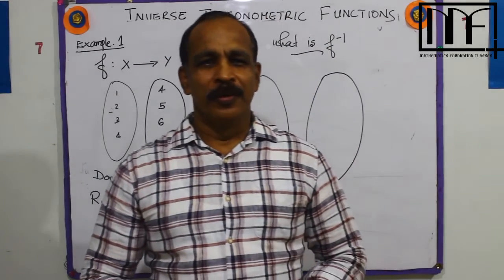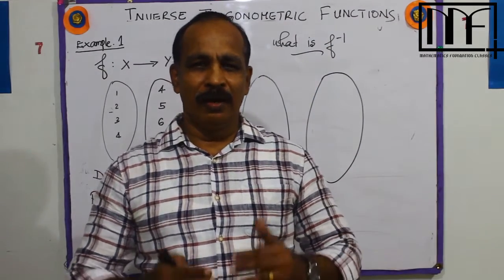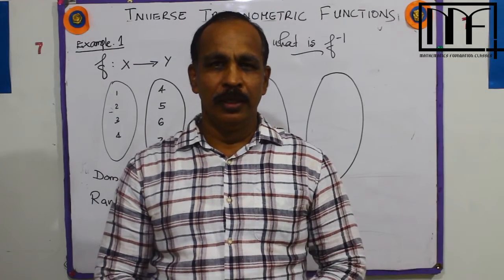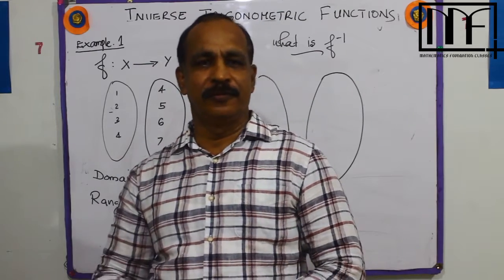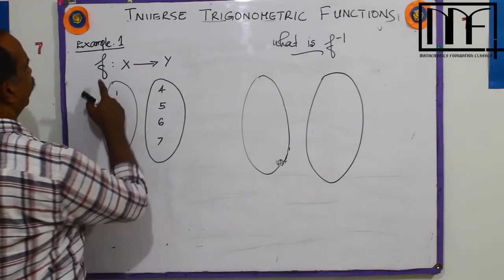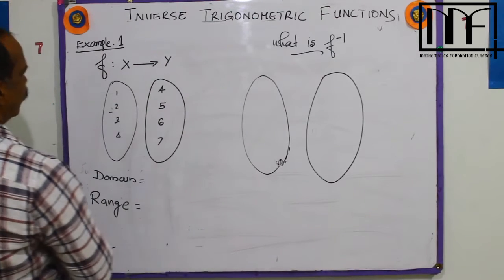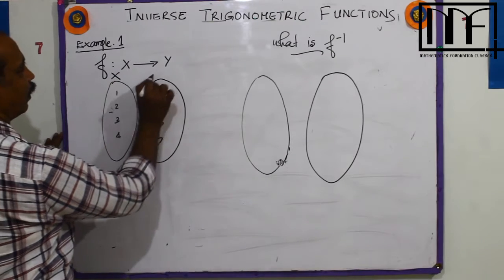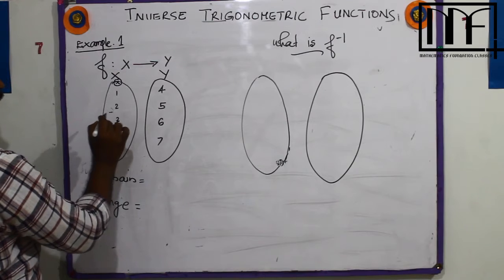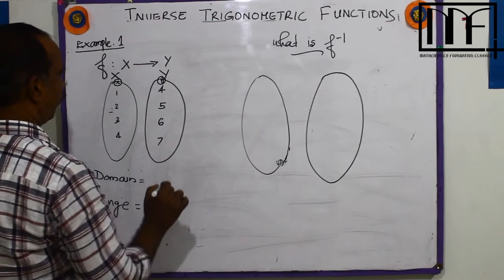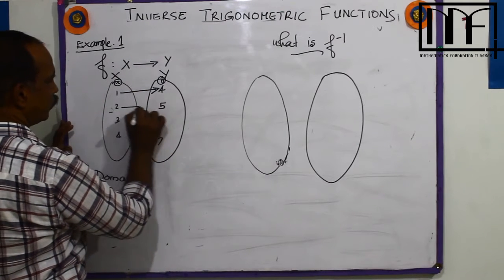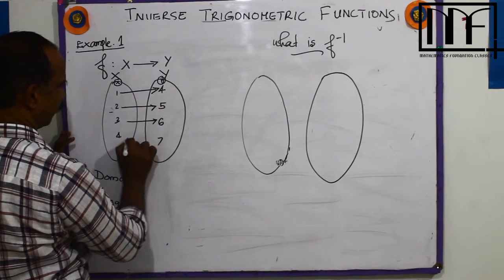And I'm going to give you an example of a function and show how to find an inverse function from the given function. That's also very important here. So how to convert a function into its inverse function, with a simple example I will show here. Now example 1, we have a function f from X to Y. So X is the domain set and Y the codomain set. Small x represents the elements of X and small y represents the elements in Y. Now the element 1 is connected to 4, 2 is connected to 5, 3 is connected to 6, and 4 is connected to 7.